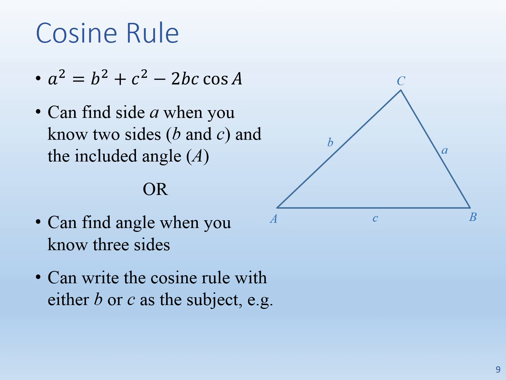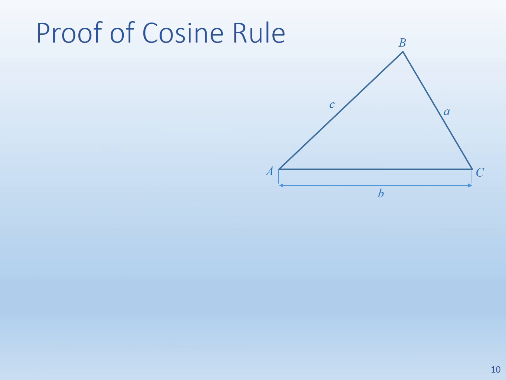We can rewrite the cosine rule with either b or c as the subject, not just a. So for example, if it was side length c that we are trying to find, we can then say that c squared is equal to the square of the other two sides a and b minus 2 times the product of those two sides times the cosine of the included angle C, which is the angle that's opposite the side c. Let's now prove the cosine rule.